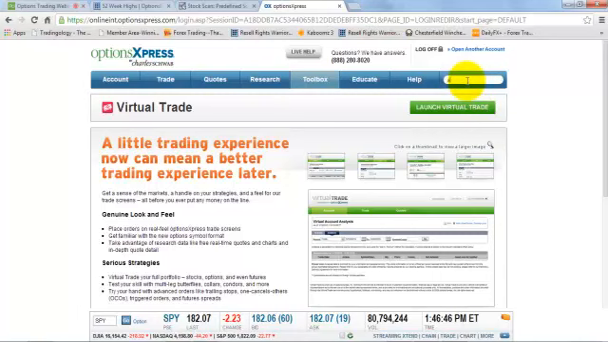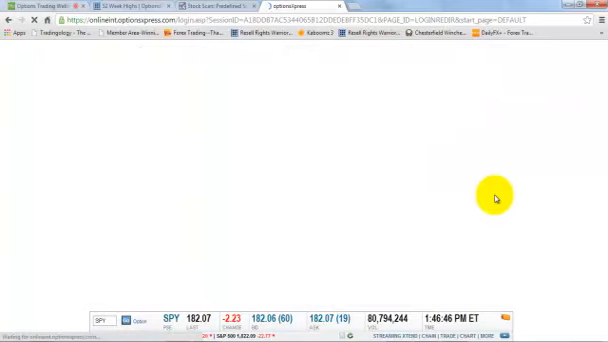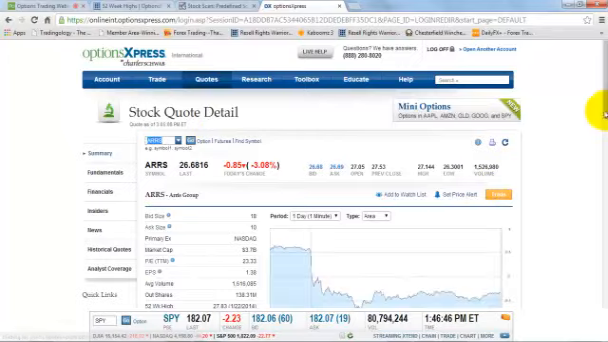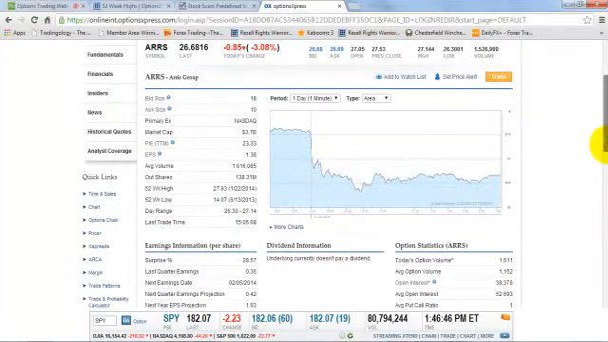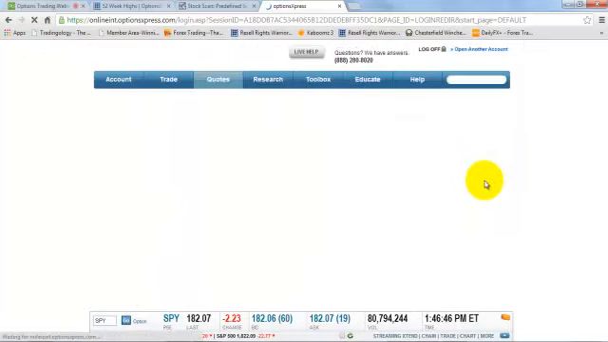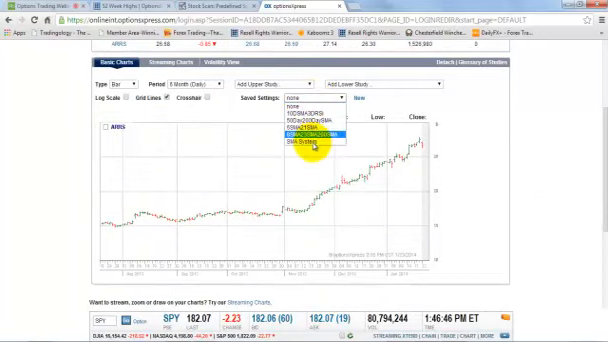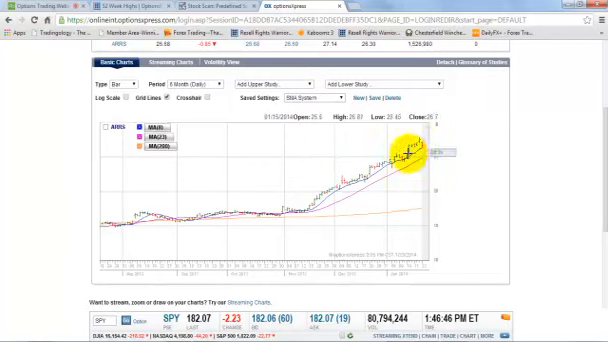I'll come to Options Express, type in ARRS in the search bar and press enter. It will take me to the stock code detail of ARRS, and I'm looking for the chart. The chart is found under quick links on the left hand side, and we've already saved our SMA system. So just load up your SMA system and have a look at the chart.